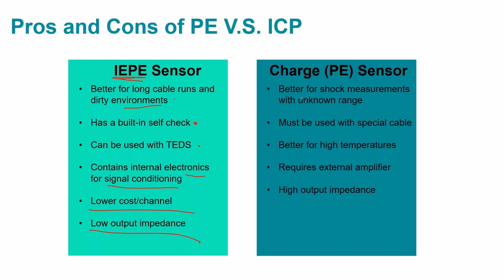Charge sensors are better for shock measurements if you don't know what the shock range is going to be. They have to be used with that special cable, but they're really good for high temperature environments. And this is, I would think, what most people would use a charge sensor for, or a piezoelectric, regular, non-integrated electronics. It does require that external amplifier, and it does have that high output impedance, which can make it a difficult sensor to work with. But all things considered, if you're looking for something above 400, 500 degrees, if you're working in a really high temperature environment, you probably are going to want to use a charge sensor.